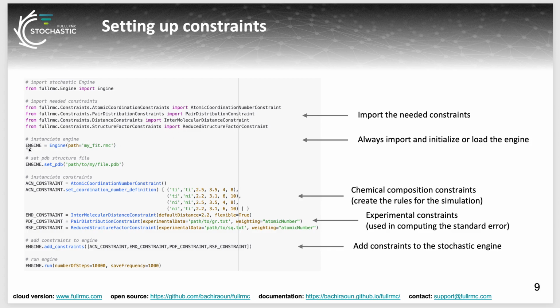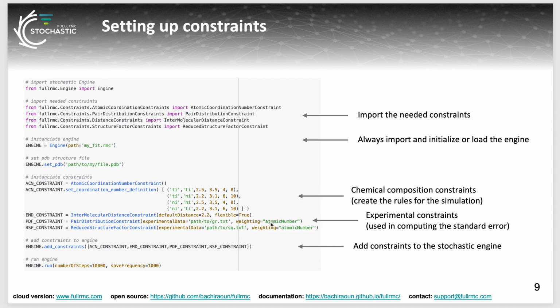The same way, instantiating the engine, setting the initial structure, creating those constraints one by one. For example, here I'm creating the atomic coordination number. I'm setting the coordination shells one by one. I'm setting those by definition. Then I'm creating the intermolecular distance constraint, and I'm not setting anything. I'm leaving everything as default just for the sake of that example. Then I'm instantiating a pair distribution constraint, which is your experimental data, given that this is the right path to the file where you saved your experimental data.